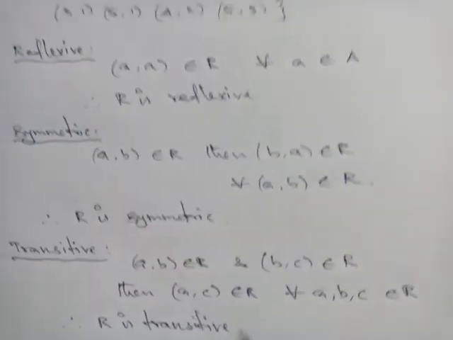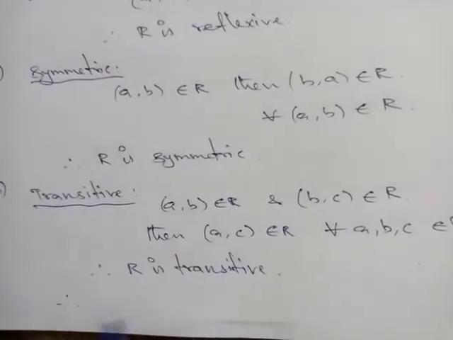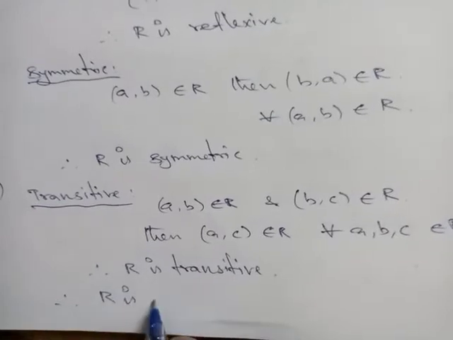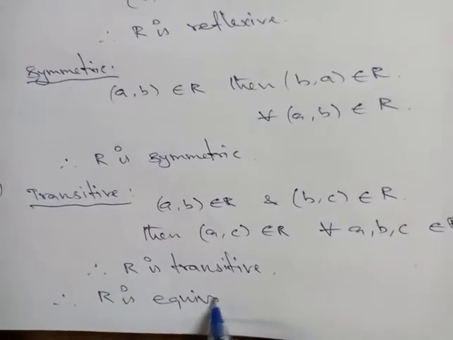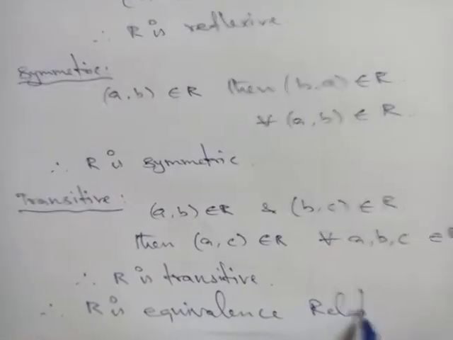Okay, now you see that R is reflexive, R is symmetric, R is transitive. Therefore, we can say R is an equivalence relation. That's all.